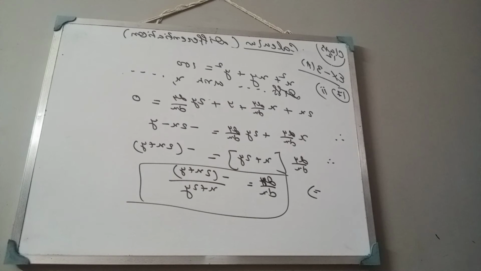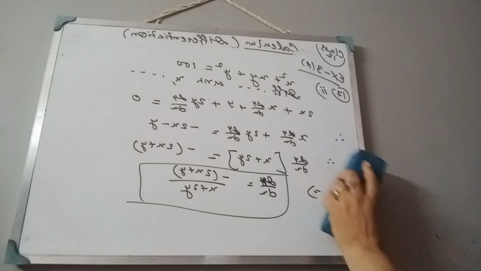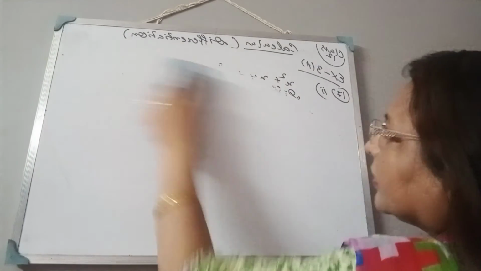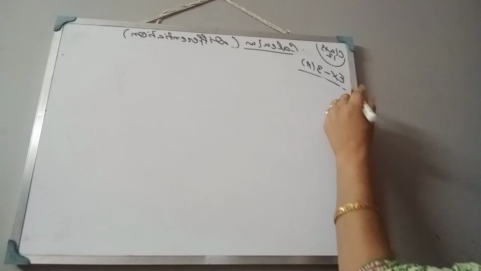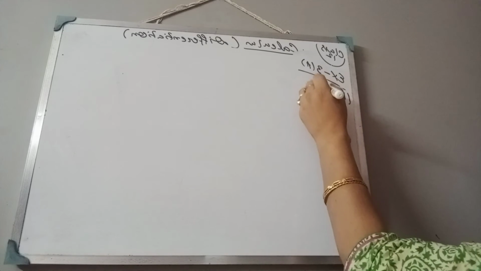Okay. Now the next sum. Next is again one on implicit functions. Part 2 done. Now this is 17 part 6.